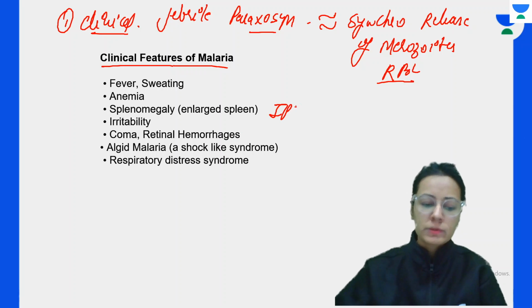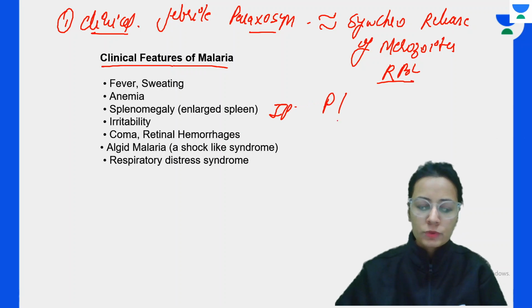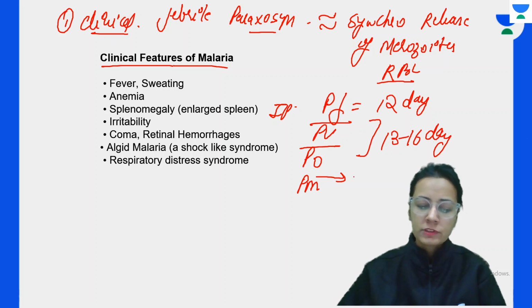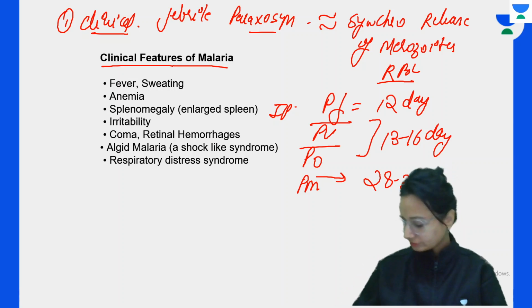What is the incubation period for Plasmodium falciparum, vivax, and ovale, and for malariae? For falciparum it is the shortest, that is 12 days, followed by 13 to 16 days, and for malariae it is the longest, that is 28 to 30 days.